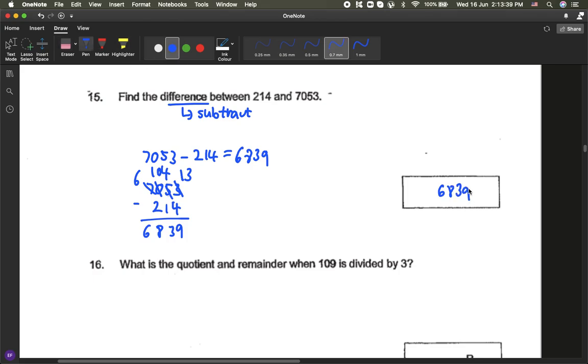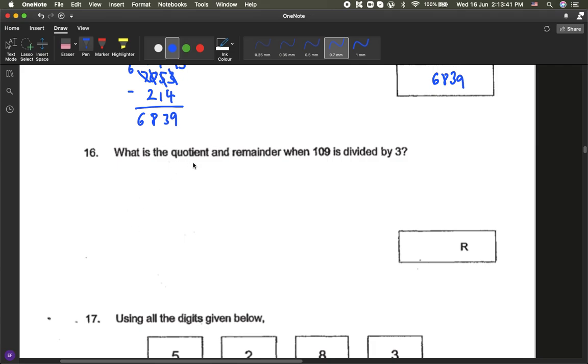Question 6839. What is the quotient and remainder when 109 is divided by 3? So to do this, we just need to divide 109 by 3. So we do our working. 109 divided by 3. So this is 0. This becomes 10. And the closest multiple that 3 can get to 10 would be 9. So 3 times 3 is 9.